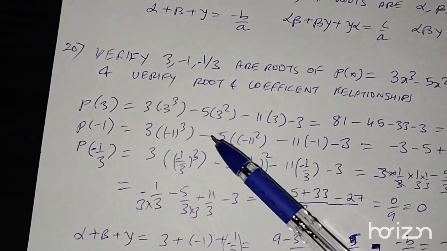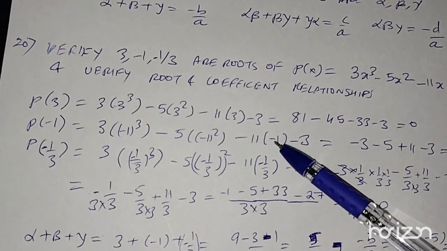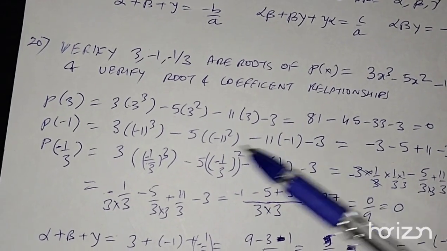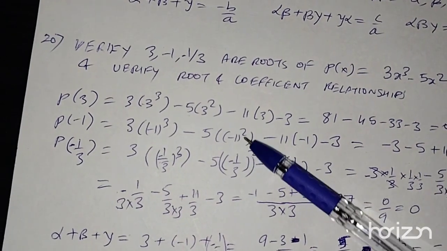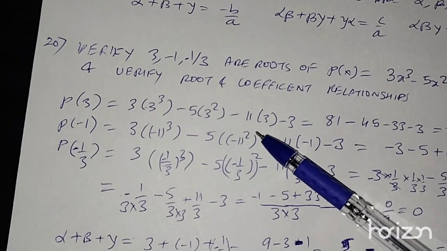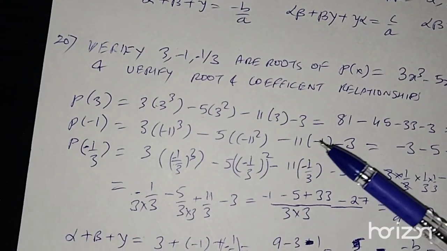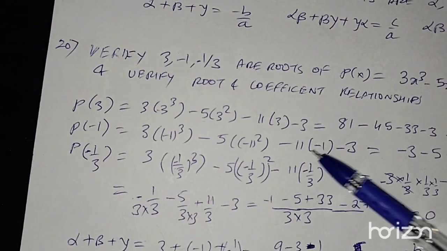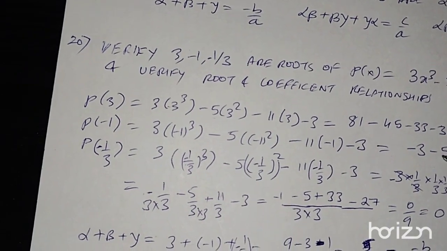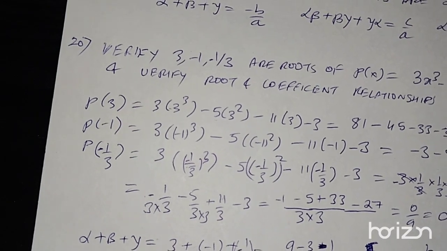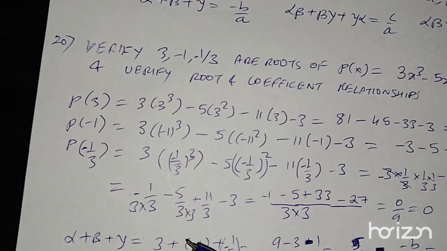Similarly, if you want to see if minus 1 is a root, you just substitute. So 3 into minus 1 cubed, minus 5 into minus 1 squared, minus 11 into minus 1, minus 3. What is minus 1 cubed? It's minus 1. So you'll get a minus 3 here. Here you have minus 1 squared, which will give you a 1, but there is a minus sign here, so you'll get a minus 5. 11 into minus 1, you'll get a positive 11 here, and minus 3 is there. So minus 3, minus 5, minus 3... minus 3 minus 5 minus 3 plus 11, you get 0. Okay. So minus 1 is also a root.